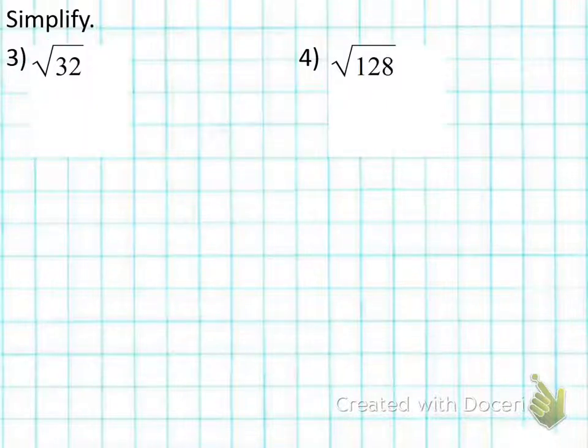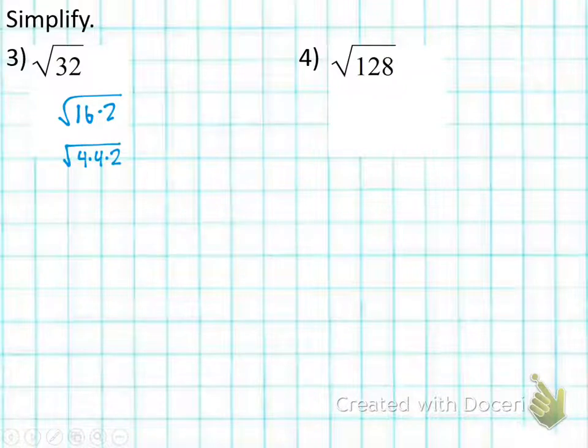Number 3, you got rad 32. It's just like saying you're trying to look for pairs of the same number. So I know that rad 32 is just like saying 16 times 2, right? And that 16 is just like 4 times 4, times 2. Would you all agree? Yes or no? Okay, so 4 times 4 times 2. We know that we use the pairing method, and it's going to be 4 rad 2. Okay, that's it.